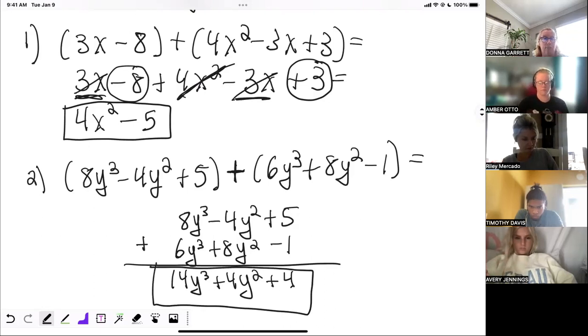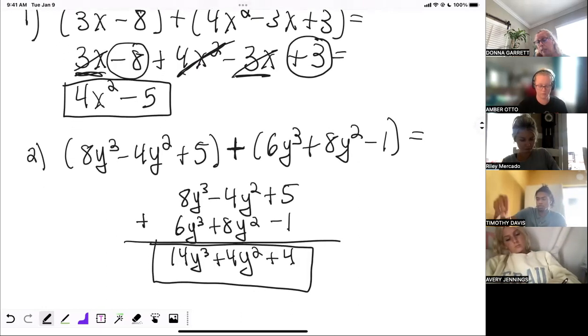Another way you can add vertically. So you can add horizontally, you can add vertically. Vertically I like, but sometimes it gets real complicated. Which is going to be the next one. I think you still do it vertically.